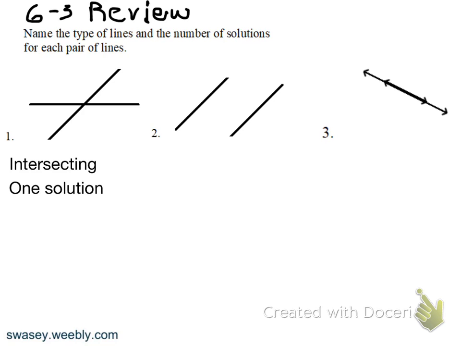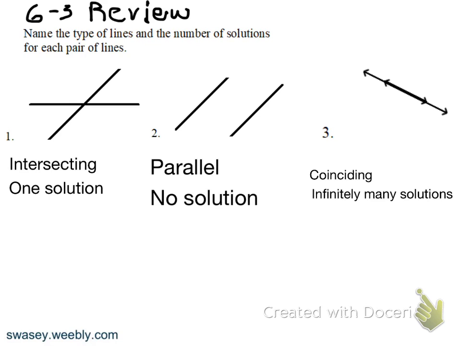common. Second pair are parallel lines. They have no points in common, so no solution. And then on 3, we see coinciding lines, which have infinitely many solutions. All of the points on one are on the other.